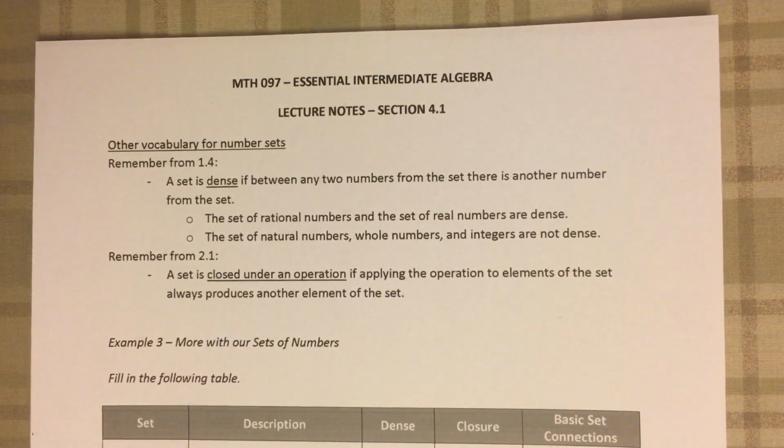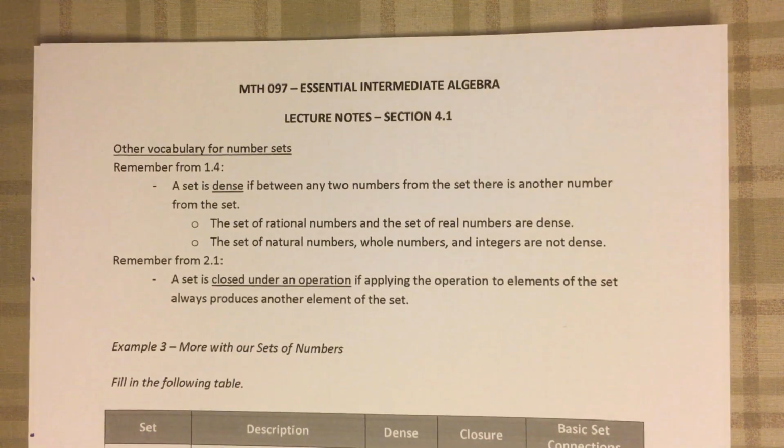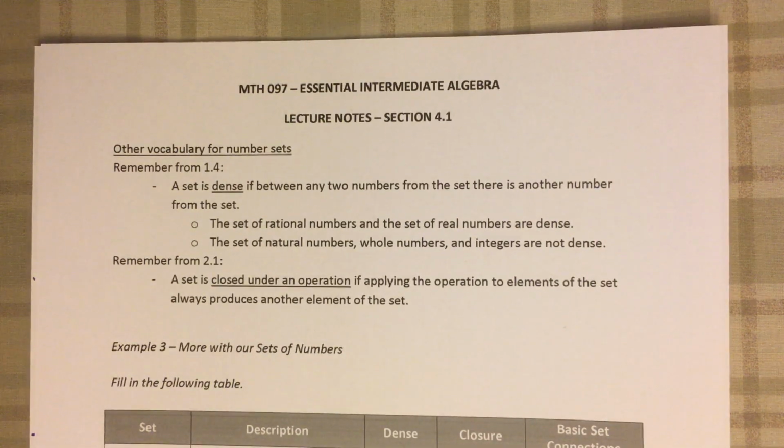Back in previous chapters, we talked about a couple of other different definitions. We talked about the definition of the word dense, and we talked about whether or not sets were closed under an operation. In order for sets to be dense, that means that we could pick two numbers in our set, and between those two numbers we're able to find another number in our set. So our rational numbers and real numbers are going to be dense. Our natural numbers, whole numbers, and integers are not dense because we can't find another natural number, whole number, or integer, for instance, between, say, the numbers 2 and 3.